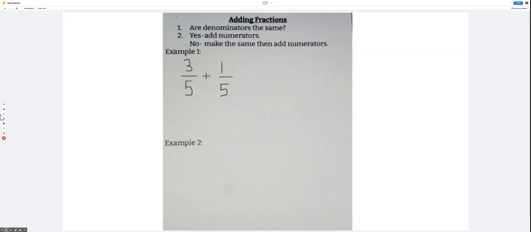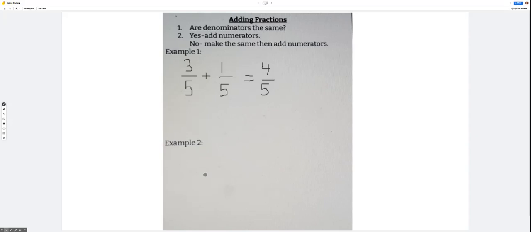So we say 5 and 5 are the same, and we're going to add 3 plus 1 to give us 4, and keeping the denominator the same, 4/5. So 3/5 plus 1/5 equals 4/5.